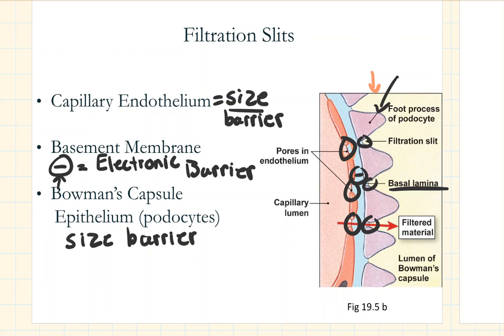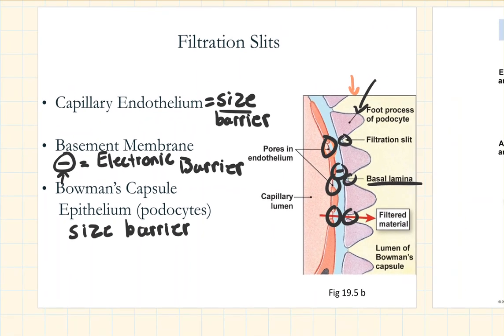Things like your red blood cells also do not get filtered in. Red blood cells are too large. We usually don't see red blood cells appear in our urine. If you do, then that is a sign of some sort of physical damage to this filtration barrier.